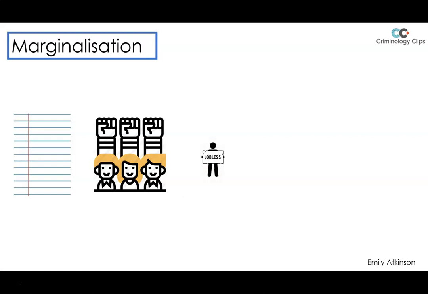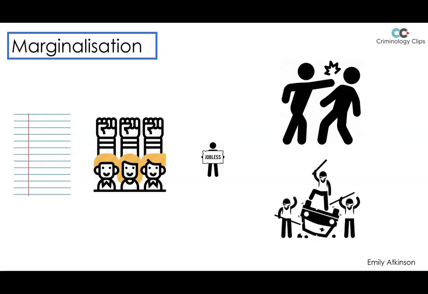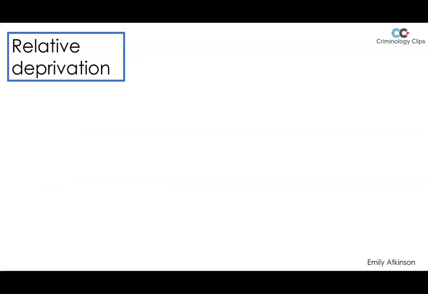So they feel marginalised, they feel resentment towards society, and they're frustrated. And because of this powerlessness that they feel, the only way to improve their situation is to express their frustration through criminal means such as violence and rioting. The second one, relative deprivation. Now this refers to how deprived someone feels in relation to others around them.